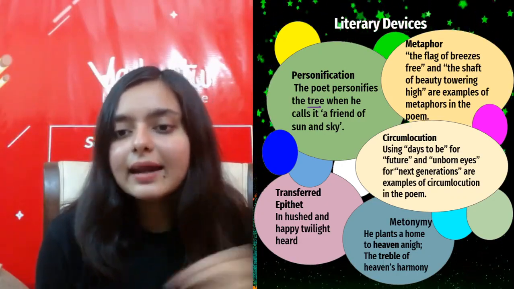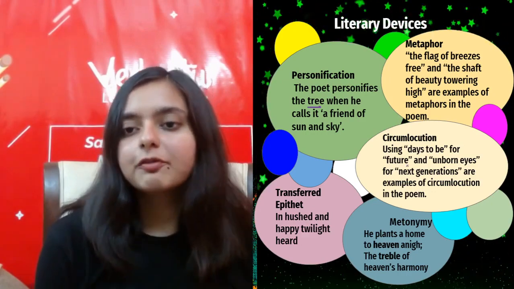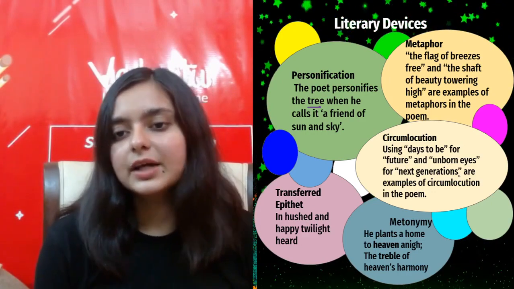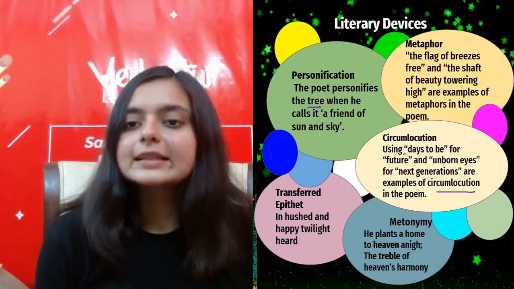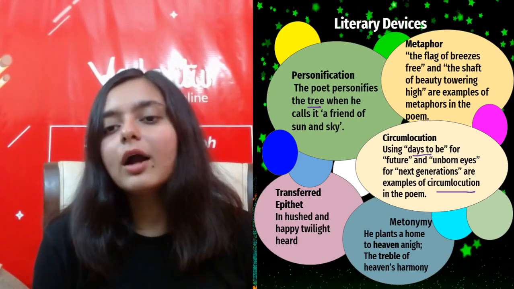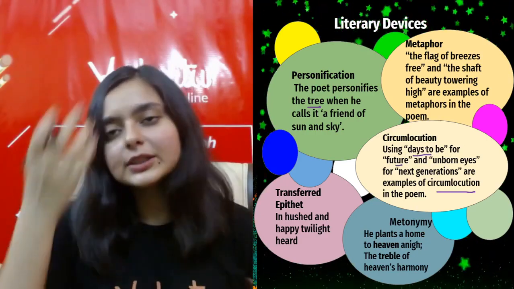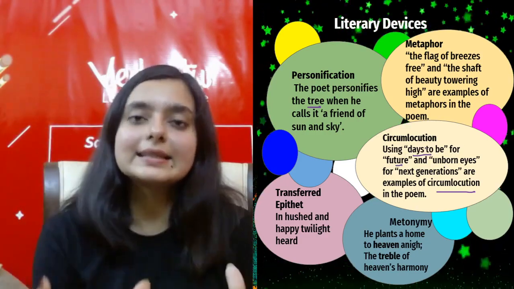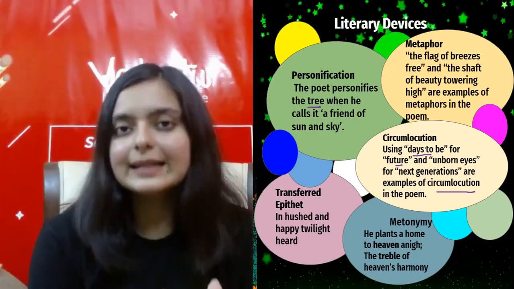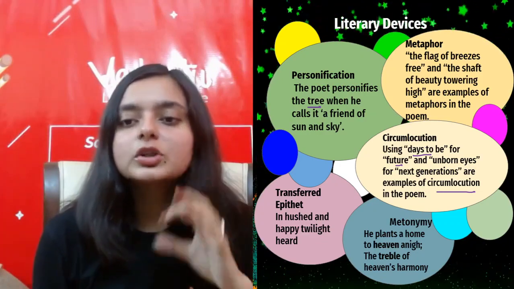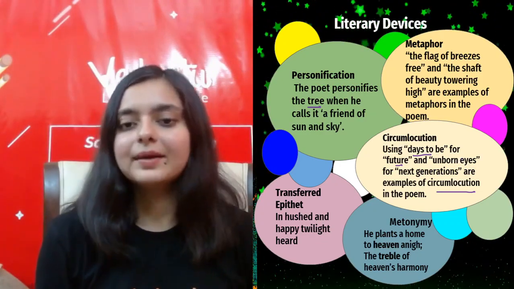Then we have circumlocution, using days to be for future and unborn eyes for next generation. That is circumlocution. So when days to be is used for what? Future. Circumlocution is basically when you say something in a roundabout manner instead of directly stating it, right? So for future, it is days to be. For next generation, it is unborn eyes, right?